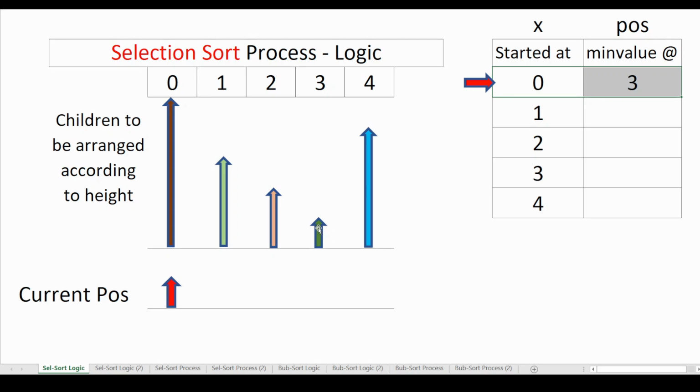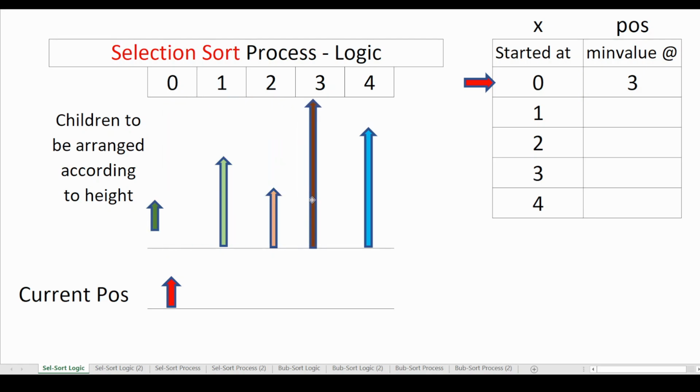So we swap the positions of number 0 and 3. Position number 0 and 3 are the two we are concerned about. So we swap their positions. Position 0 goes to 3 and position 3 comes to 0. Now you can see for yourself that the shortest child has come to the beginning of the row.